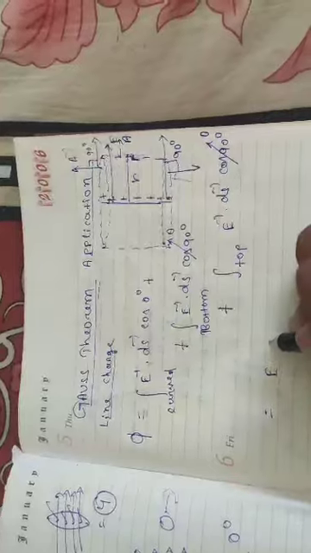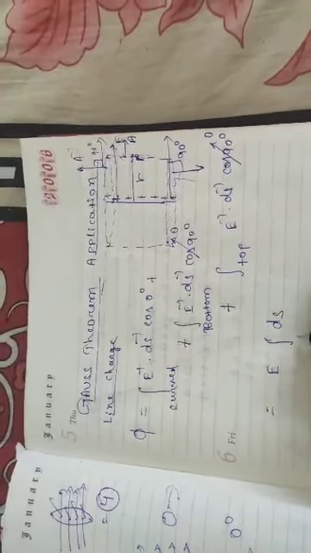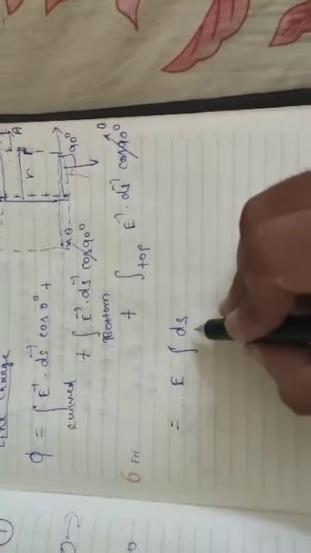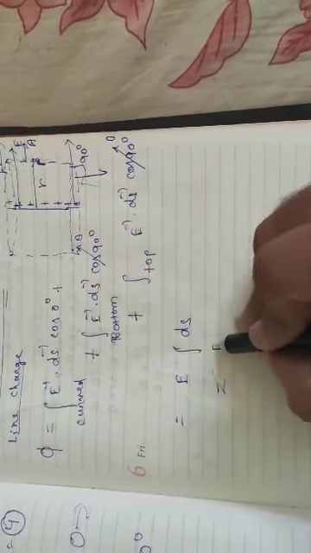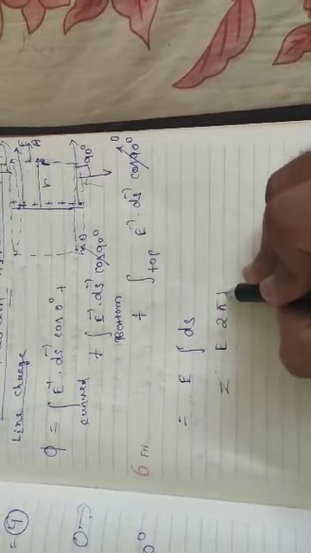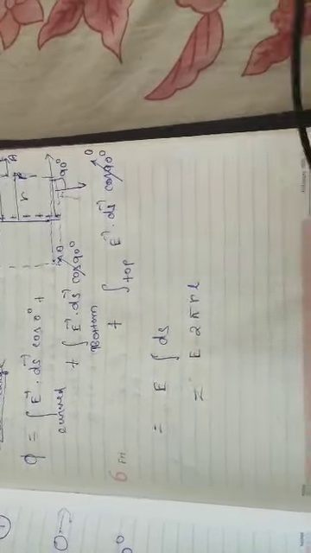So what is the answer? E integration of dS. So what is the integration of dS of a curved surface of a cylinder? You know it very well. What is the formula? 2 pi r l, so E into 2 pi r l, right?